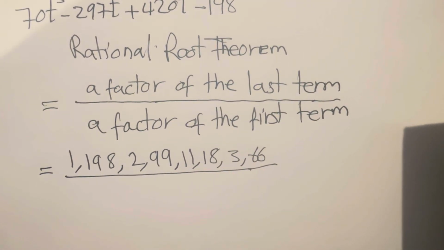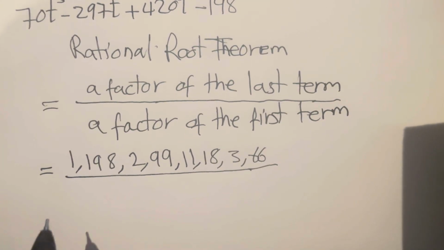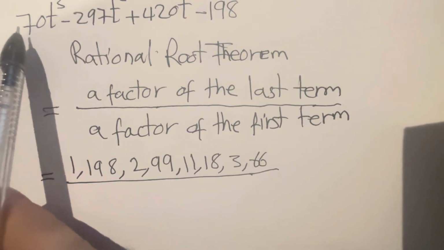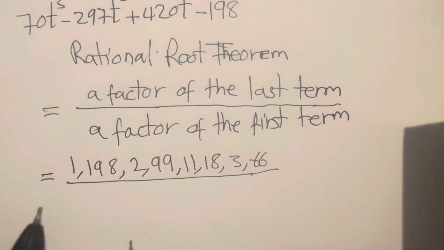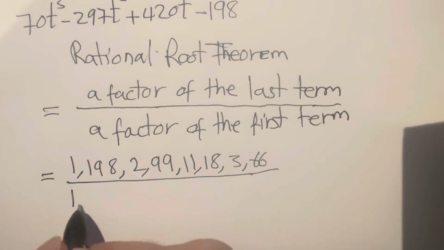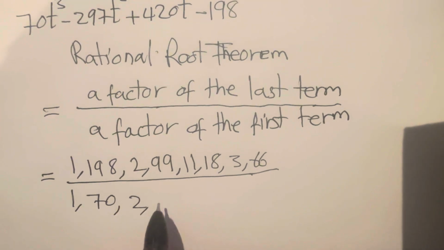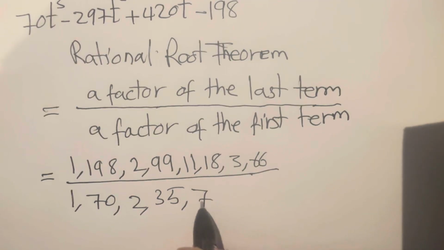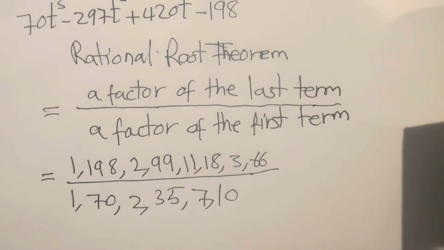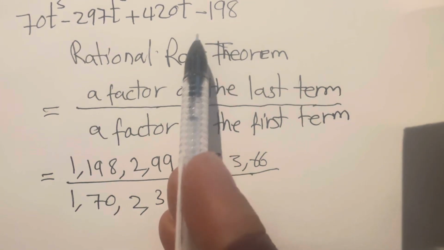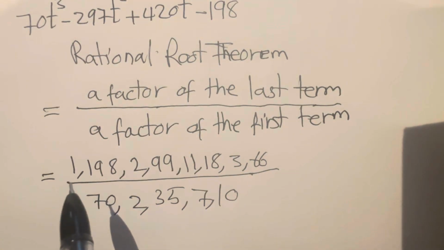And what are the factors for the first term, which is 70? We have 1 and 70, because 1 times 70 equals 70, 2 and 35, because 2 times 35 equals 70, and 7 and 10, because 7 times 10 equals 70. So these are the possible factors of the last term divided by the first term.